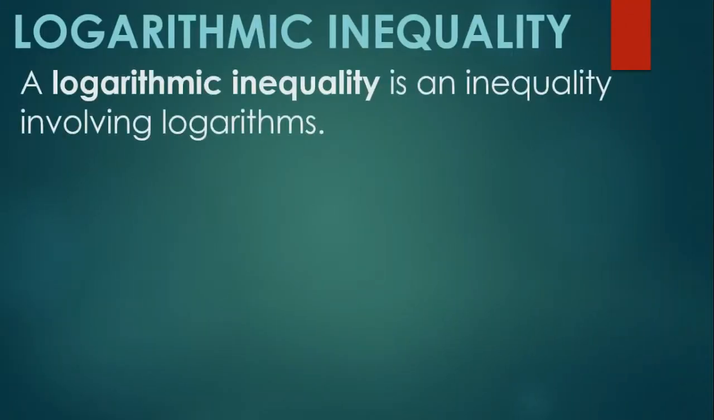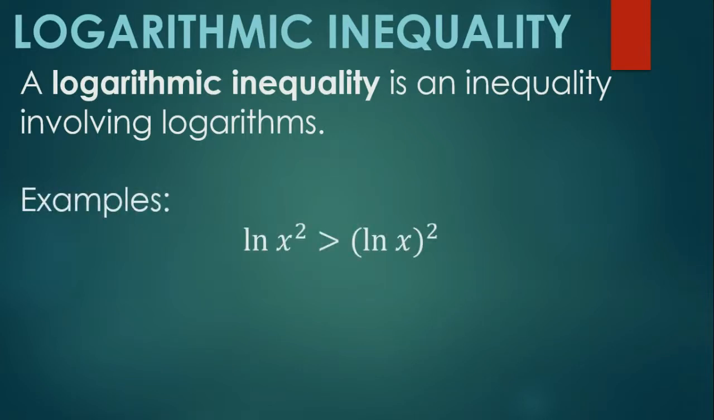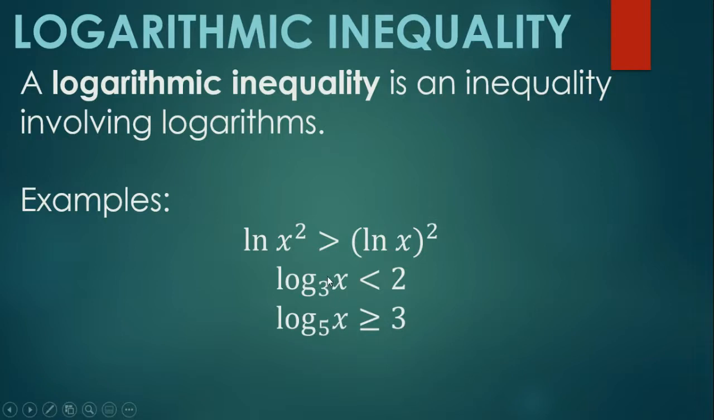Anong logarithmic inequality? A logarithmic inequality is an inequality involving logarithms. Examples: ln x squared is greater than ln x squared, log base 3 of x is less than 2, and log base 5 of x is greater than or equal to 3. So these are valid examples. Why? Since kasi yung base nila ay greater than 0, and then yung mga numbers na nandito ay positive, negative, or 0. It can be any of the set of real numbers.